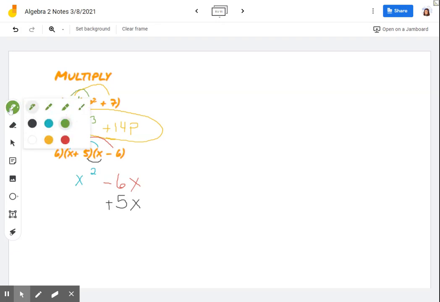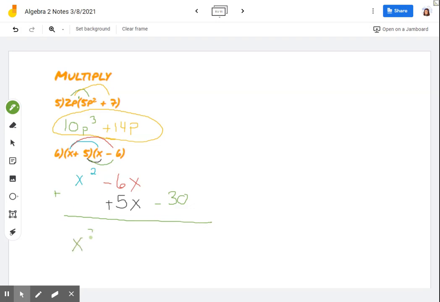Last one, I need to multiply the 5 also by negative 6. So that's going to give me negative 30. From here, I'm just adding all my like terms together. So x squared minus x minus 30. So again, we've seen this a bunch of times. This is an example now of a quadratic trinomial.